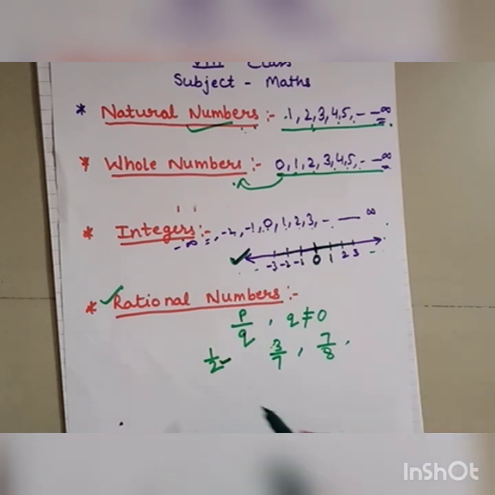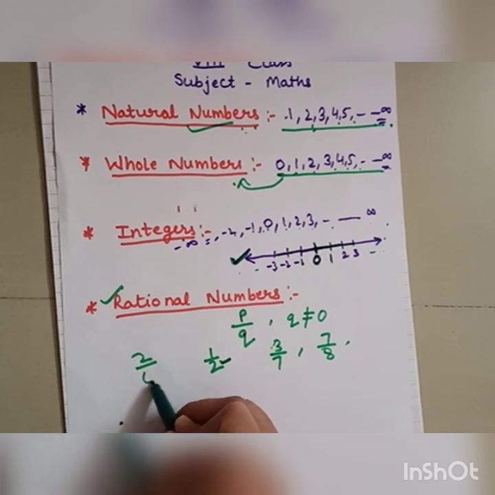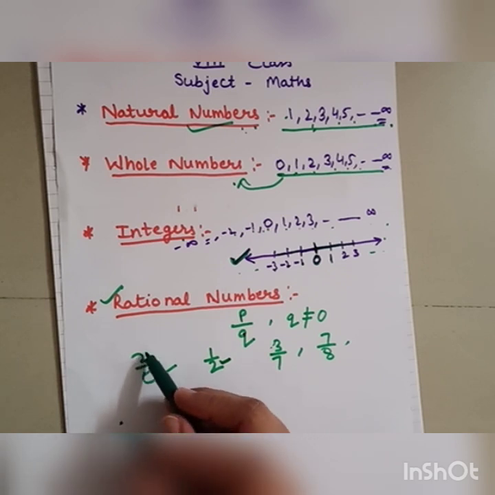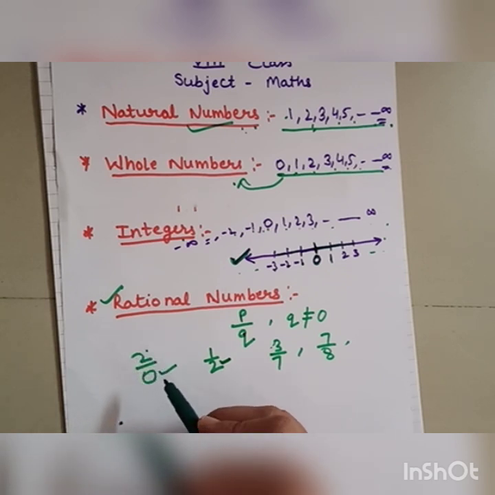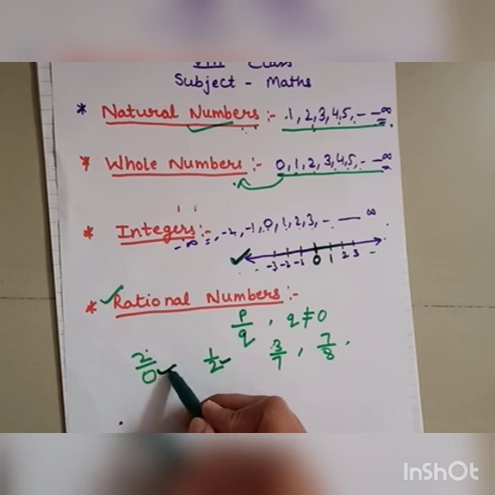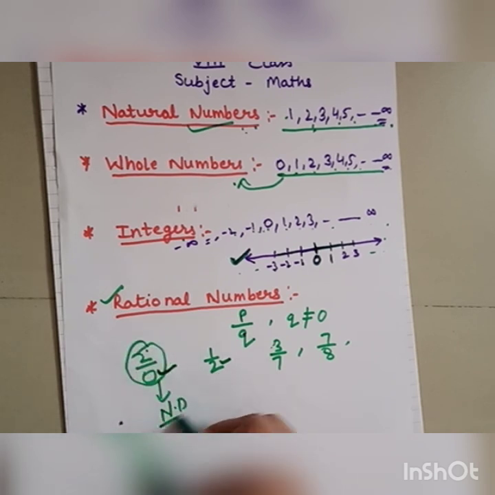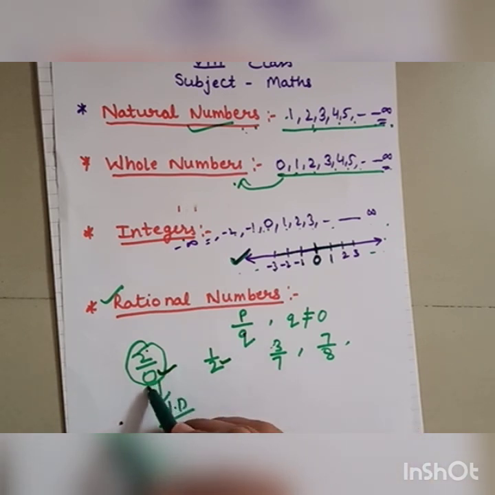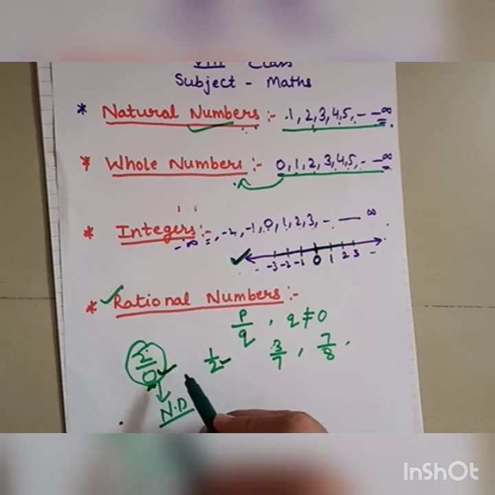And see, is 2 by 0 a rational number or not? No, because the denominator value is 0. When in any fraction the denominator value is 0, then its value is not defined, which means this value does not exist. So the denominator must be non-zero, not equal to 0.